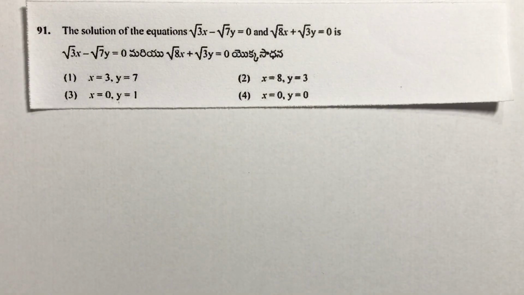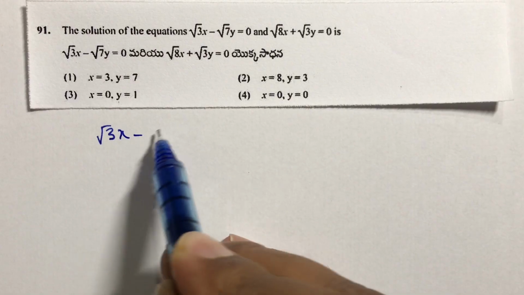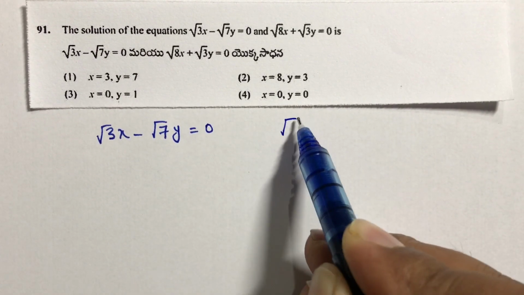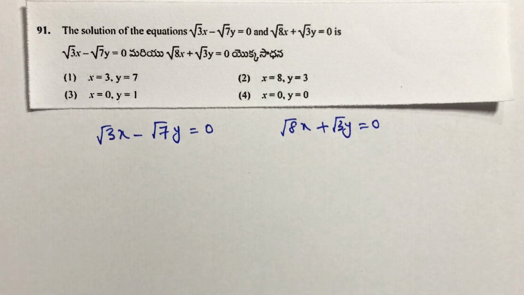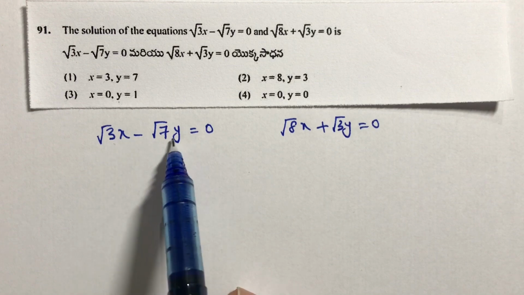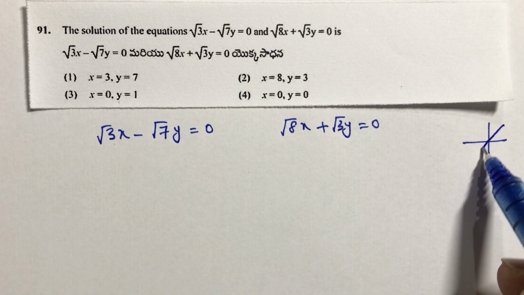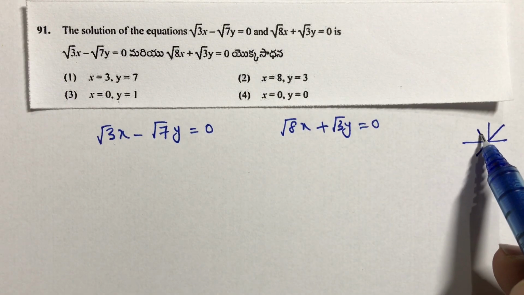Solution of the equations root 3x minus root 3y, root 3x minus root 7y equals 0, and root 8x plus root 3y equals 0. See, directly you can tell the solution, because if there is no constant in the linear equation, then the first line will pass through the origin, and in this also we don't have the constant, so that also will pass through the origin.